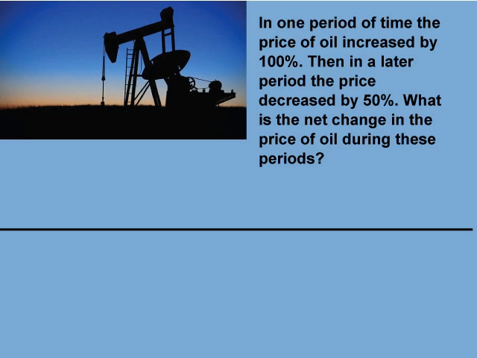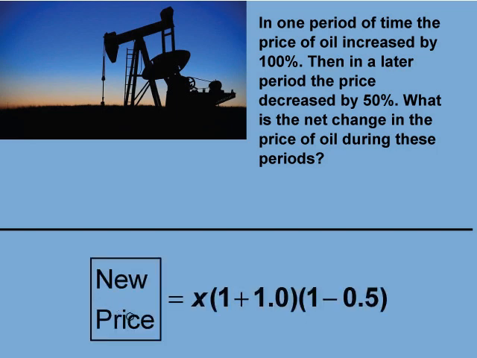In one period of time, the price of oil increased by 100%, then in a later period, the price decreased by 50%. What is the net change in the price of oil during these periods? The new price is the product of two percents, one greater than 100% and another less than 100%. The original price, x, is multiplied by a percent greater than 100%, this term, and then is multiplied by a percent less than 100%, this term.